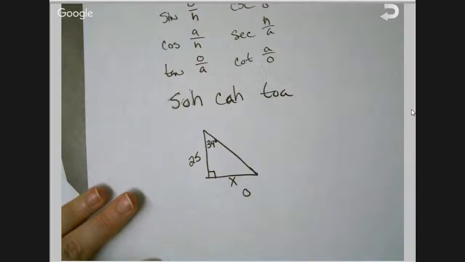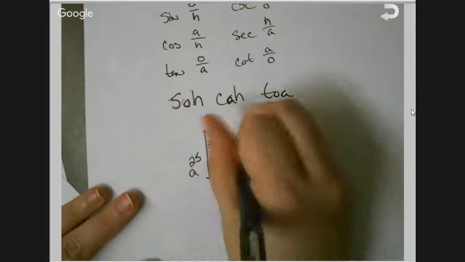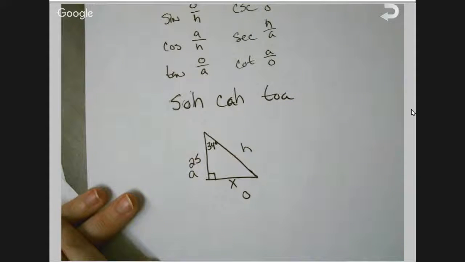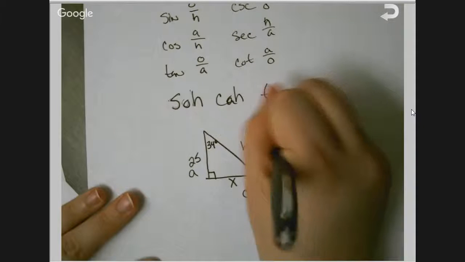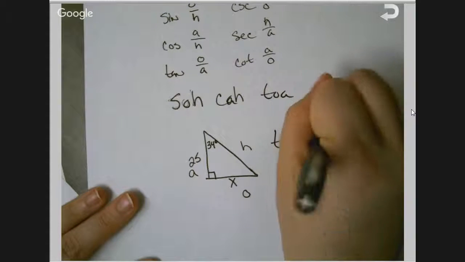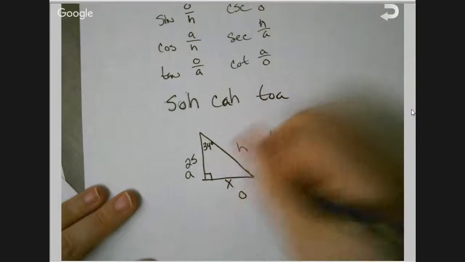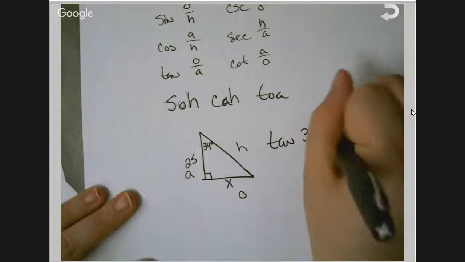What is 25? Adjacent. And this would be hypotenuse, but we don't even need that one, so we're not really going to worry about it. Well, the only option I have that has opposite and adjacent is tangent. So I'm going to have to say tangent at 34 degrees equals opposite, which is x, over adjacent, which is 25.